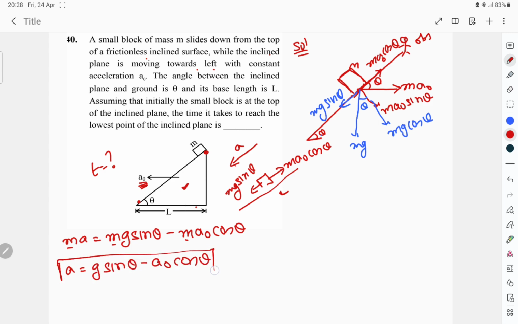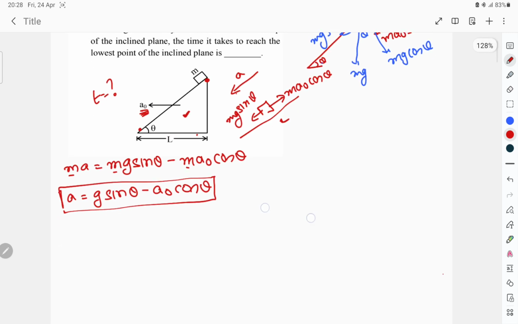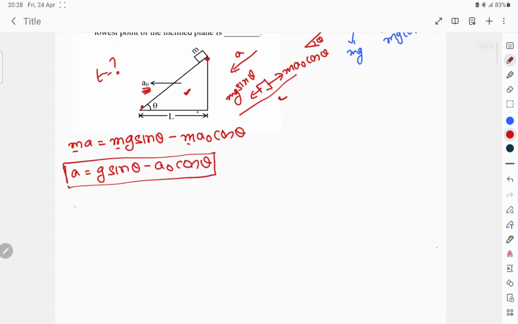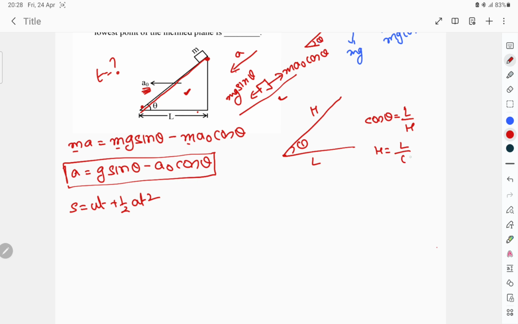So I got the acceleration, and now I want to calculate the time. In order to calculate the time, I will apply the second equation of motion: S is equal to ut plus half a t square. S is nothing but the displacement, how much it is displaced. Here a triangle is given. This is theta and this is L. This one is the hypotenuse. We know cos theta is base upon hypotenuse, so H is equal to L by cos theta. H is nothing but the displacement here, so I will write S.